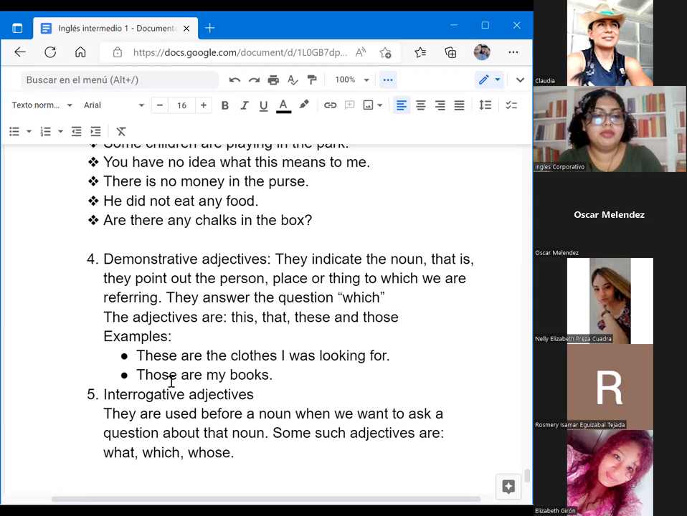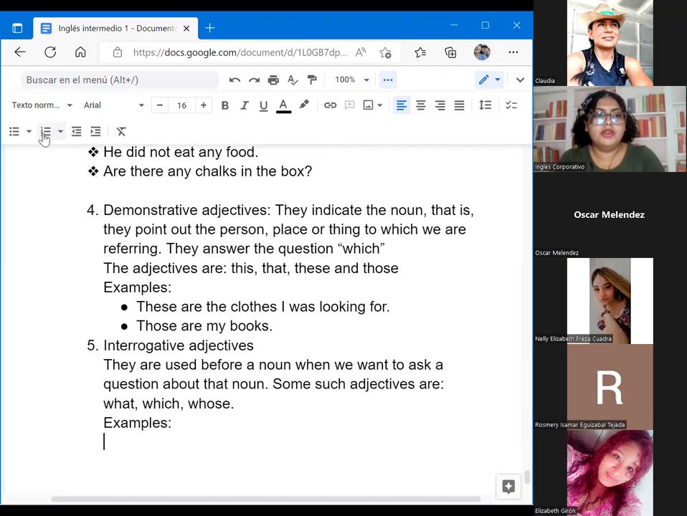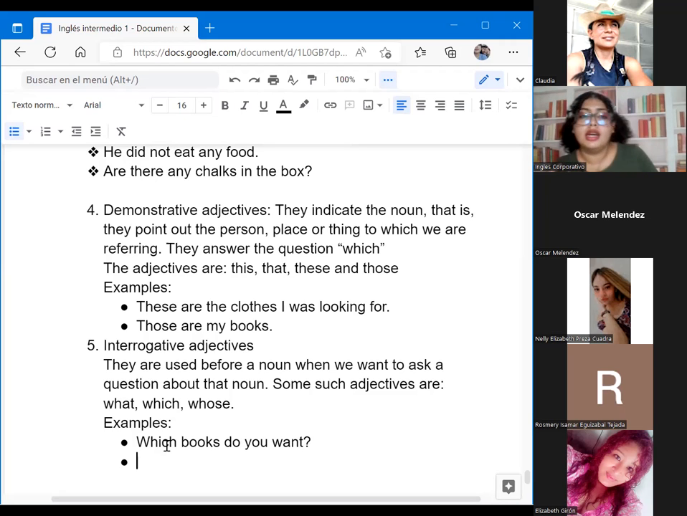And we have some examples. We have in the first one, it said, which books do you want? ¿Cuáles libros quieres? So in that case, we are asking about the books. Books are the noun in that case, the noun that we are using for that question. Which books do you want?